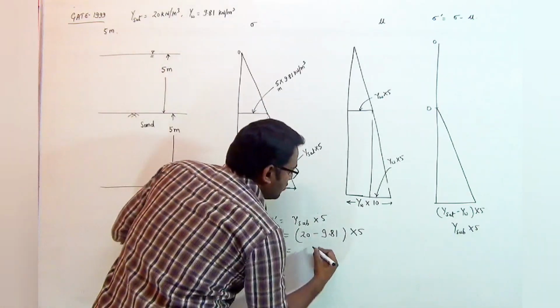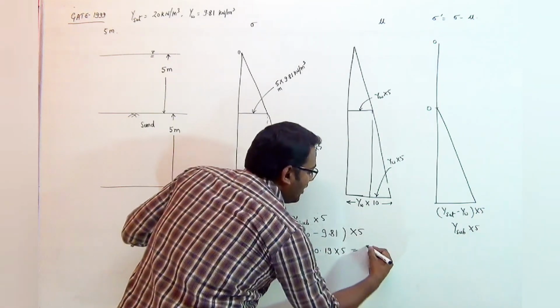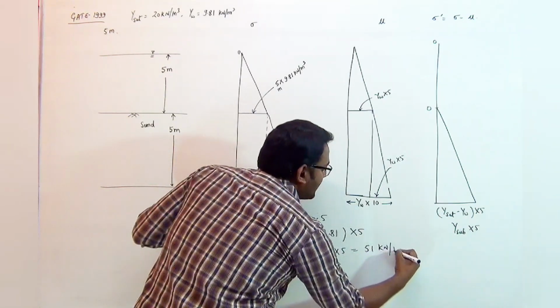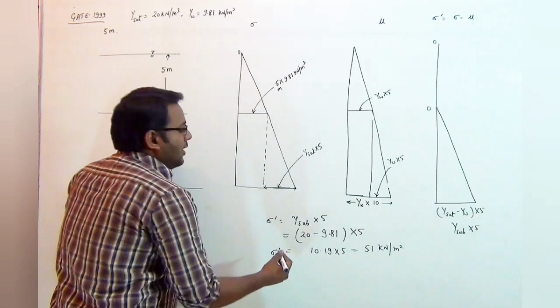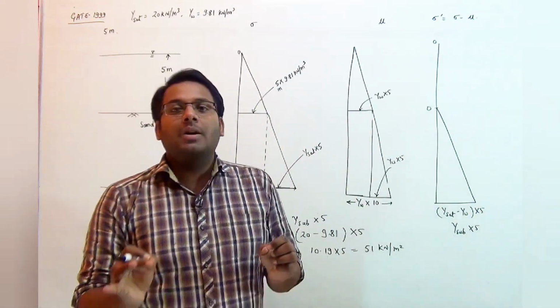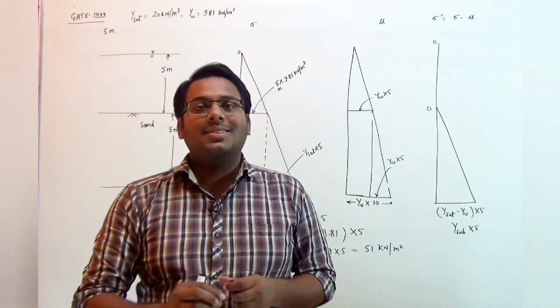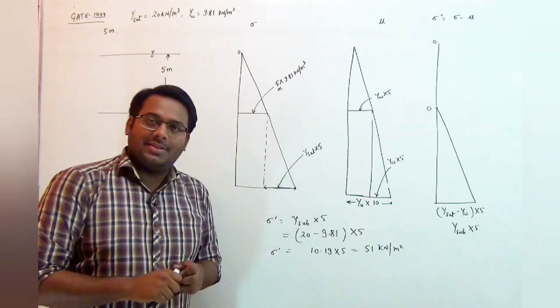So it will be equal to 10.19 into 5, and it will be equal to 51 kilonewton per meter square. The answer will be 51 kilonewton per meter square for this particular question, but we should know about the calculation of all the 3 types of stresses in the given soil case.